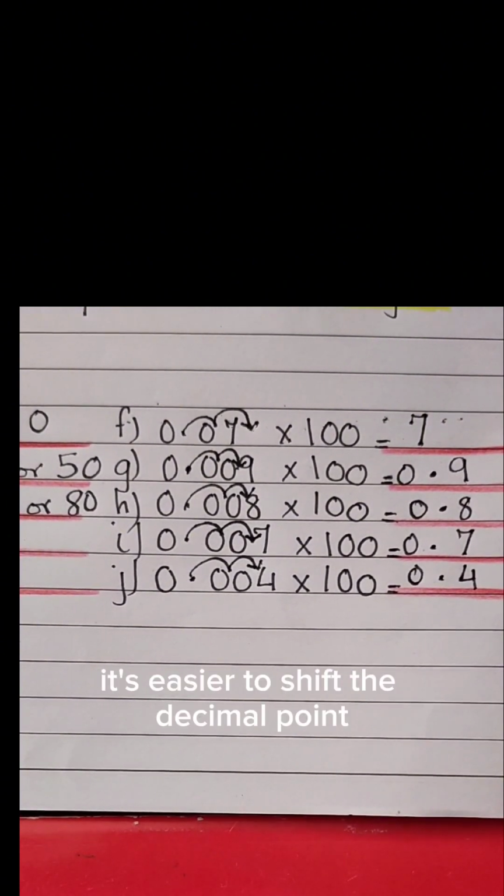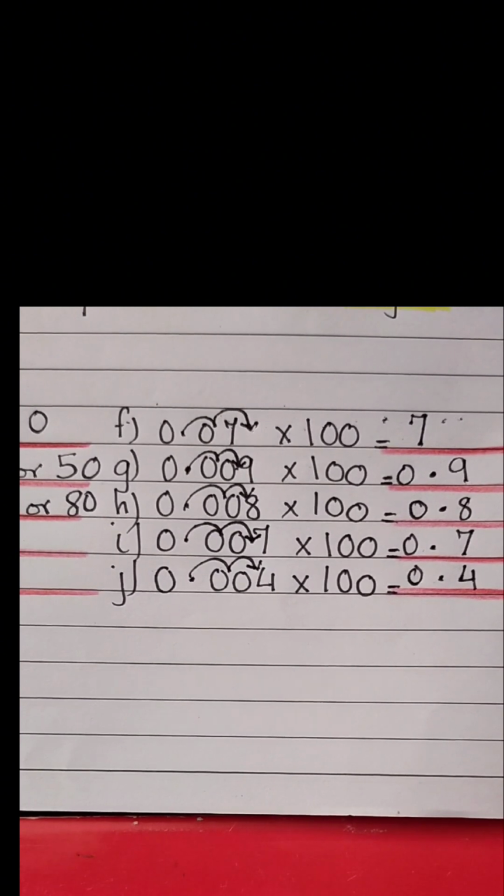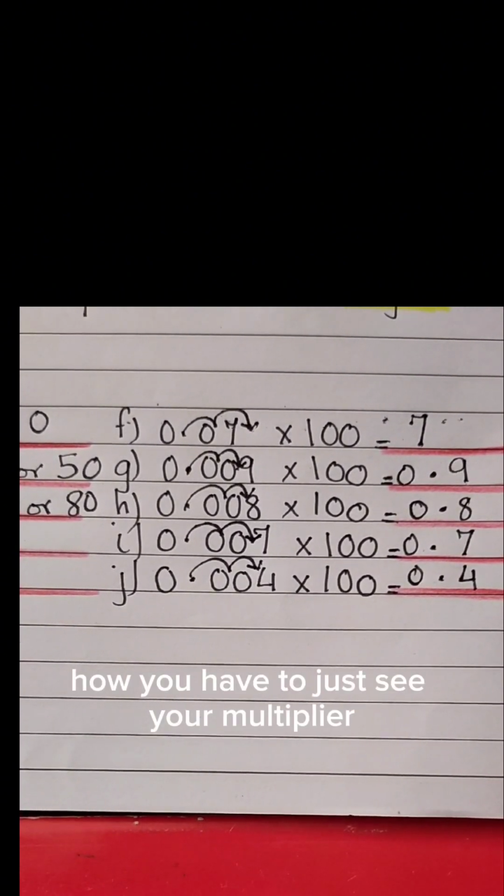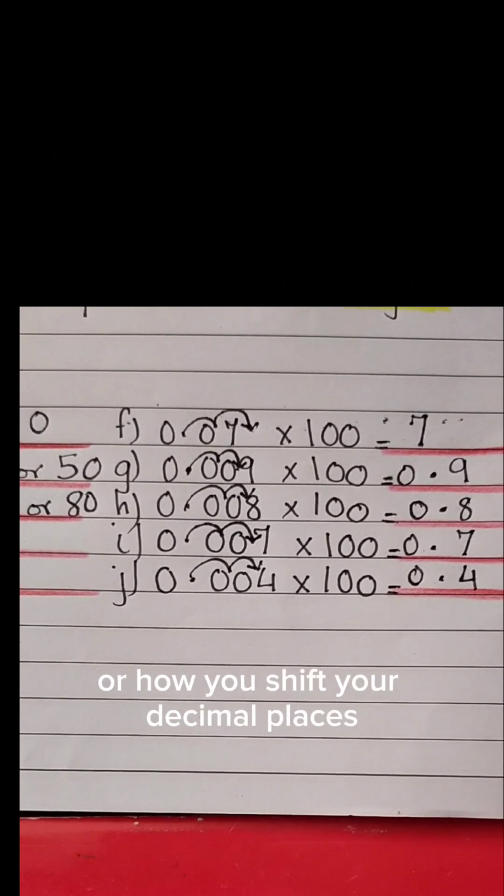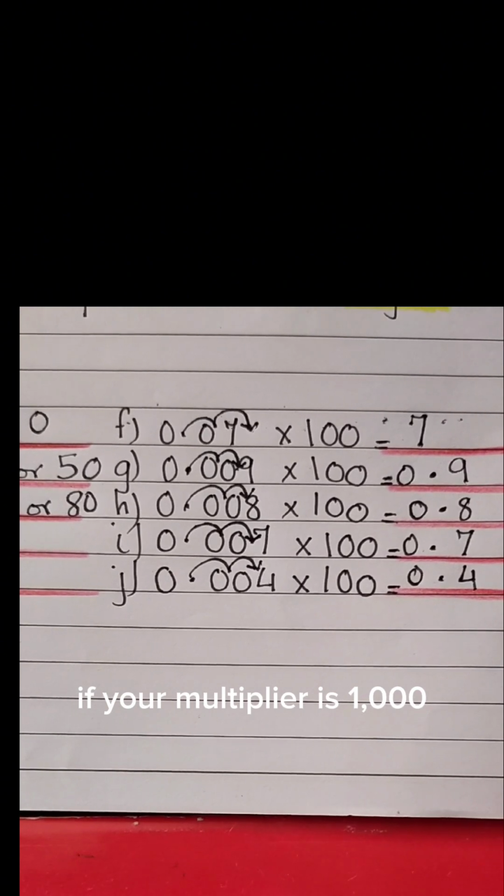It's easier to shift the decimal point. You have to just see your multiplier, whether it is a 10 or 100 or 1,000. So I'm going to give you the last example on how you multiply or how you shift your decimal places if your multiplier is 1,000.